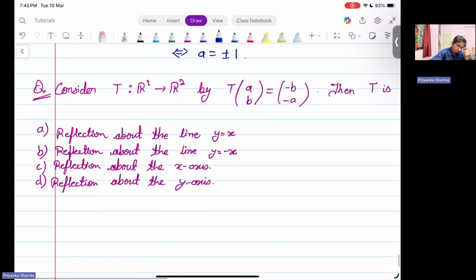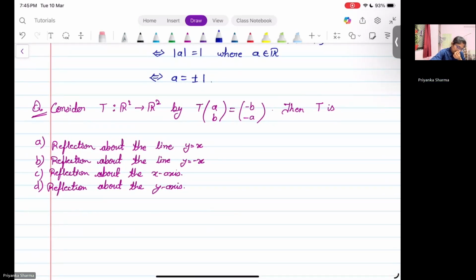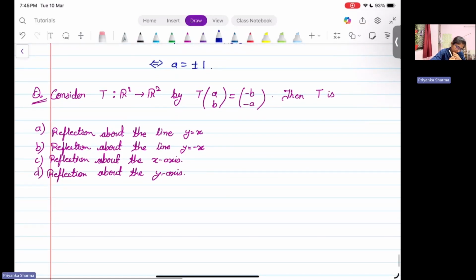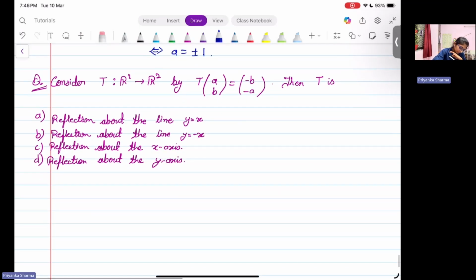Next question. Consider T from R square to R square given by this definition. Then T is a reflection about the line y equals x, or a reflection about the line y equals minus x, or a reflection about the x-axis, or a reflection about the y-axis. Okay, let's do it.